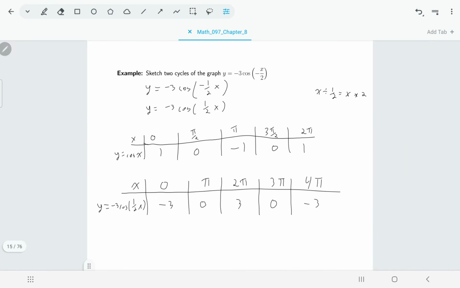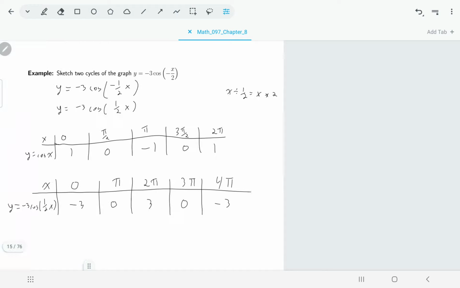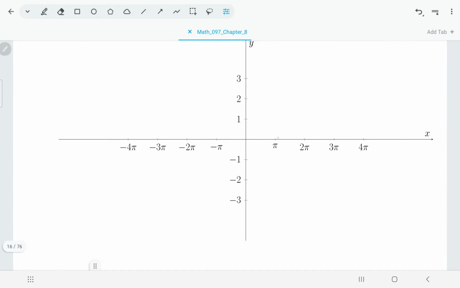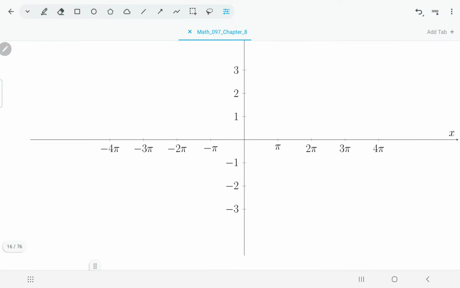And now that I've got my 5 basic points, we're ready to go. So we can see that our tick marks are going to be going up by pi each time. So when I set up my x-axis, I'll set it up so that I'm going up, like I said, by pi each time. And then for the y-axis, I need to go as big as 3 and as small as -3. So let's plot our first couple of points, and then away we go. So our points were 0, -3, then we had pi, 0, then 2 pi, 3, then 3 pi, 0, and then 4 pi back to -3 again.